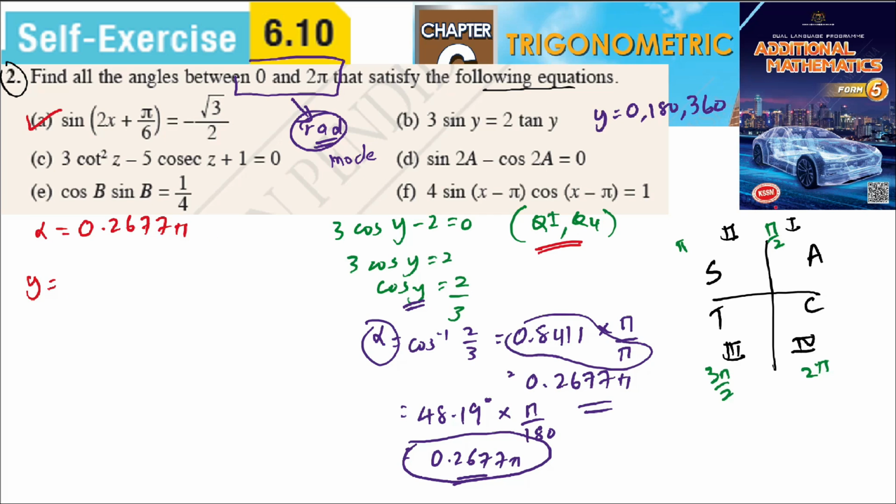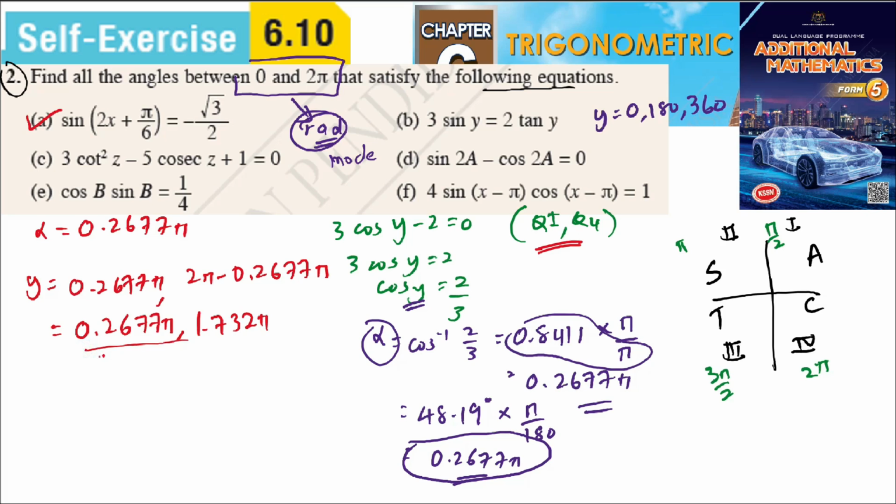0.2677 is definitely less than half. So this one is the first quadrant. And then we see here fourth quadrant. So fourth quadrant means 2 pi minus 0.2677 pi. So here we are going to get 1.732 pi. So here we have 2 values of y from this part.